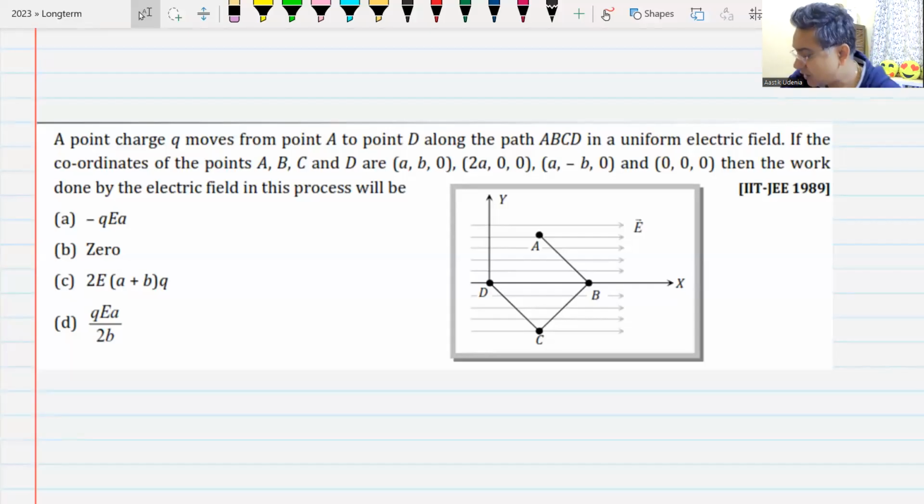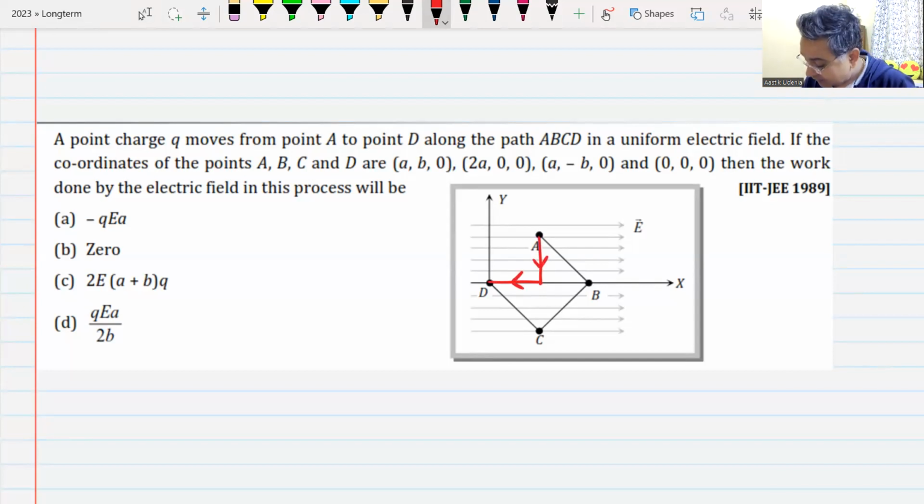Next one. A point charge Q moves from point A to D along the path A, B, C, D in a uniform electric field. If the coordinates of point A, B, C, and D are given, what is the work done by the electric field? This is a question from IIT-JEE. I'll give you 2 minutes to give me the answer. It is option A. You don't have to look at the path. You just have to go from A to D in whatever path. I will choose the easiest path. I will go from here to here and then I will go from here to here. Do we understand this? Yes or no?